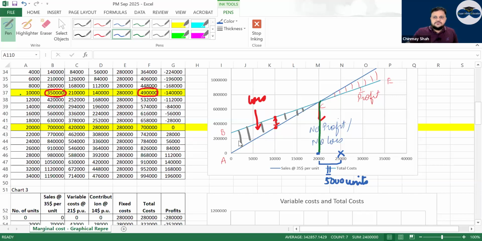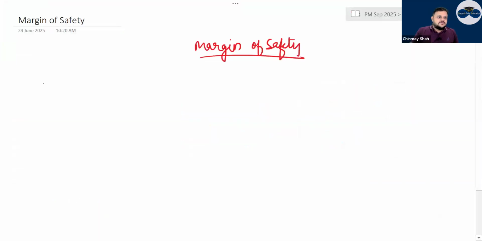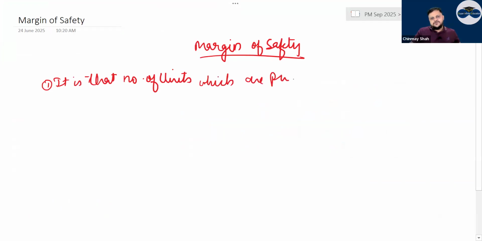So if I say margin of safety, correct, it is that number of units that are produced or sold over and above the break even units.